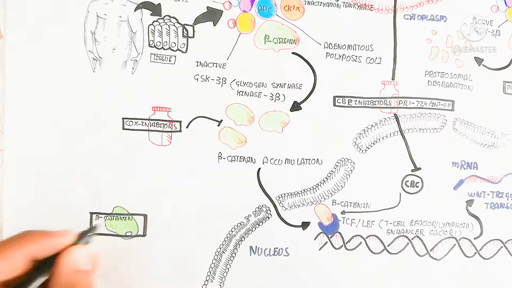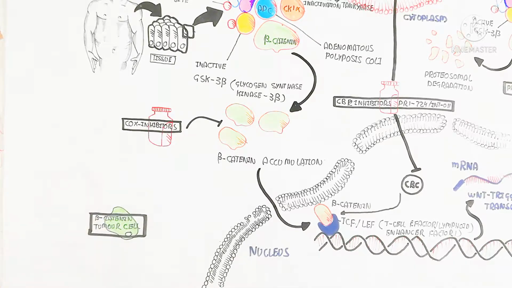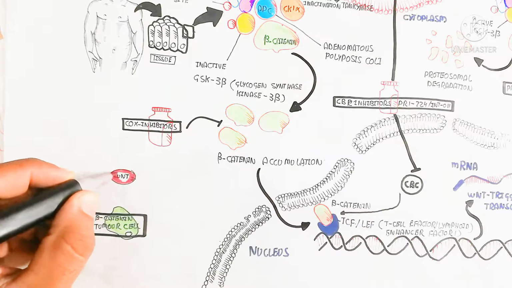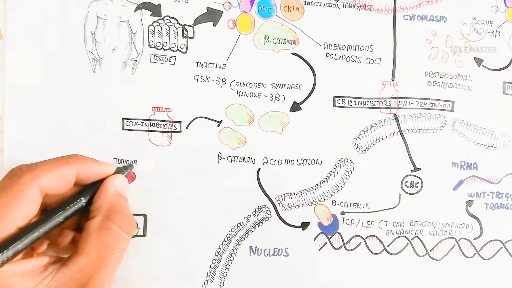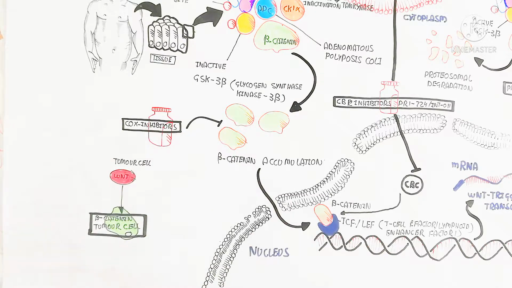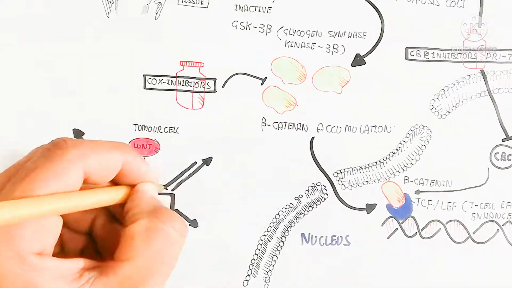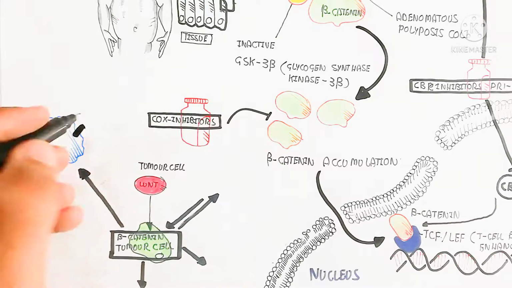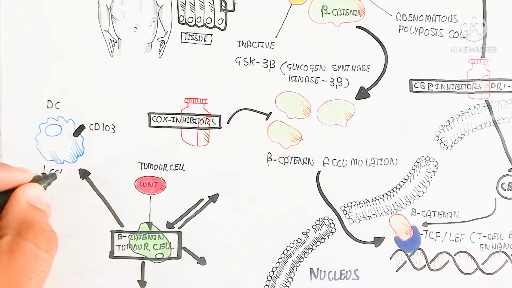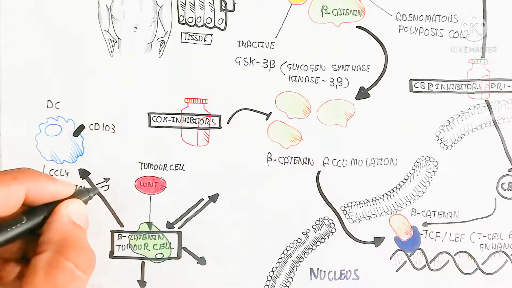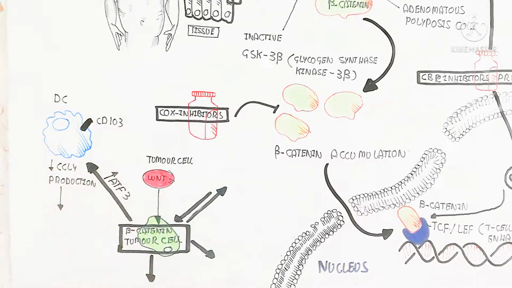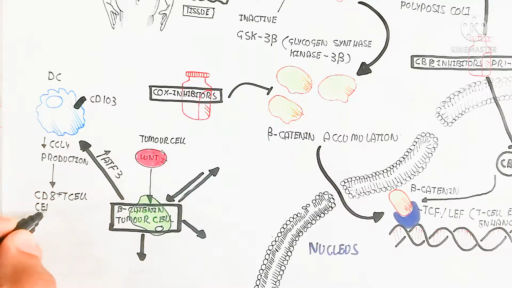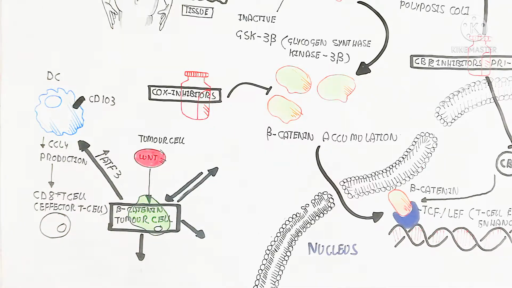So on the other hand, here is the beta catenin tumor cell, which after the binding with the Wnt molecule will proliferate, and it will lead to the ATF3 enhancing mechanism, and in this way the enhancement will proliferate and produce the CCL4 in the dendritic cell decrease, while the CD103 will activate, and the CCL4 production will be inhibited, and in this way the CD8 effector T cell proliferation will decrease, activation will be decreased, and infiltration will be decreased.